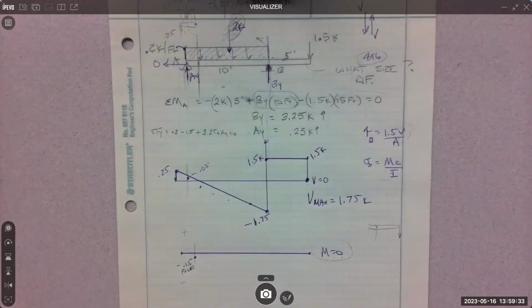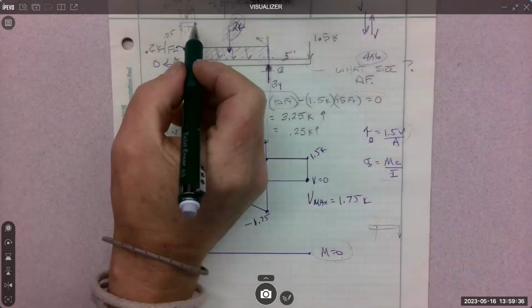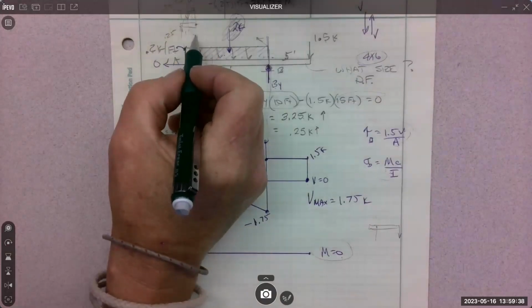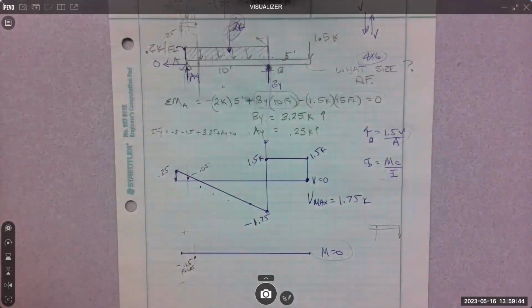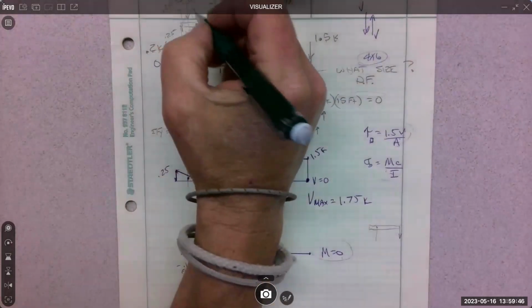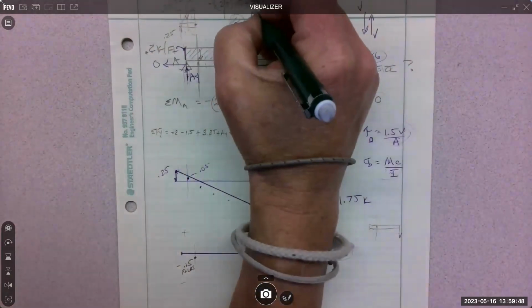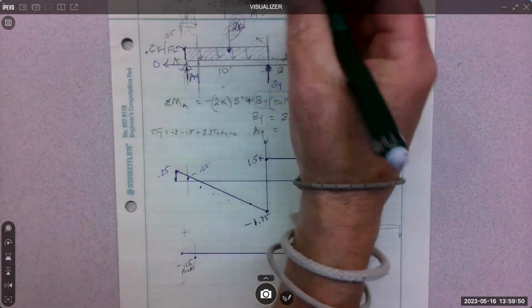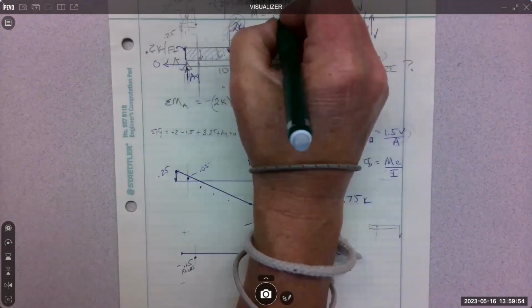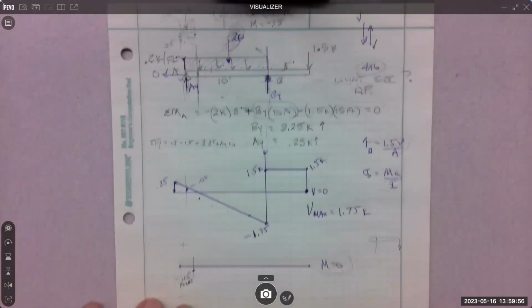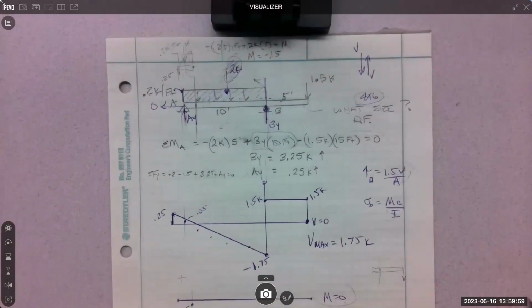I might calculate it again. Oh, it's actually, yeah. So we calculated M equals negative 0.15, correct? You guys getting that?